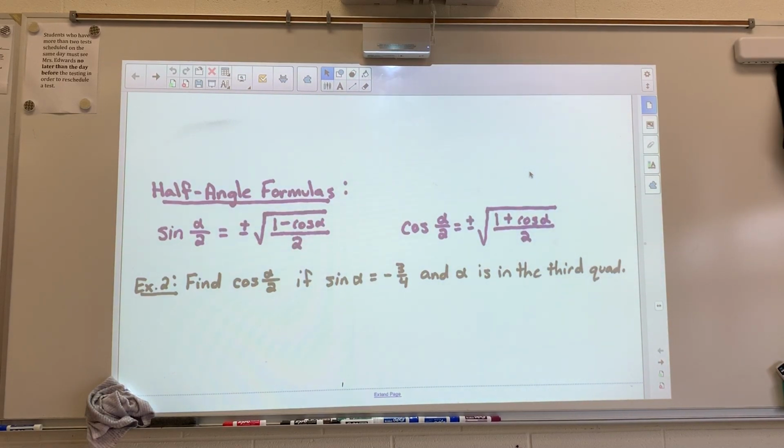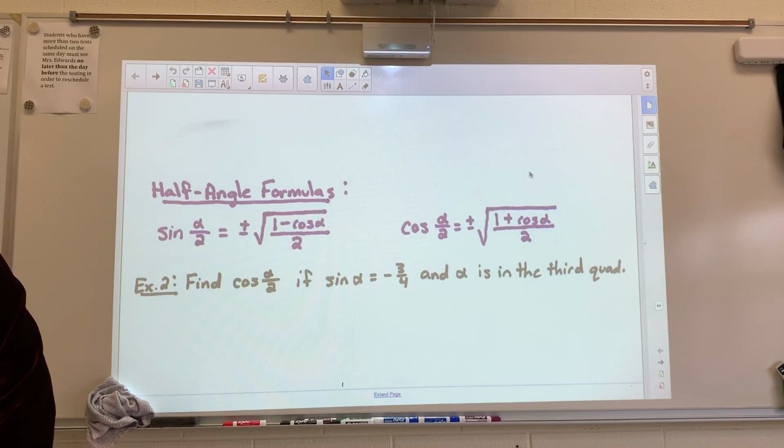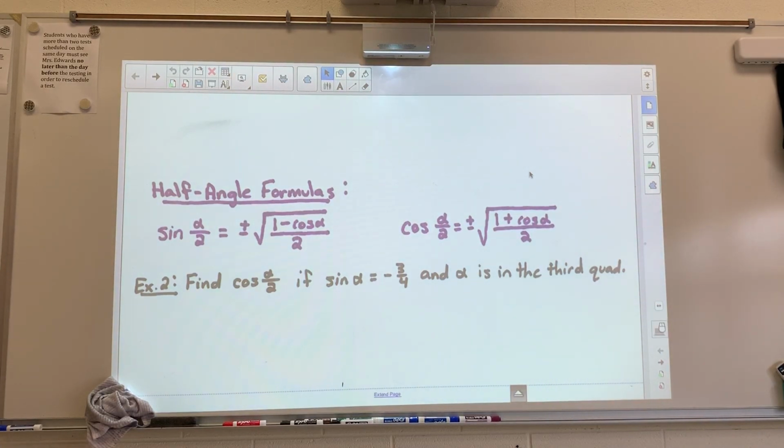Sorry, I got distracted. I was just checking something real quick. I'm trying to decide if I need to give you the tangent double angle formula or not, but it looks like there are no tangent double angle problems, so I think we're okay.